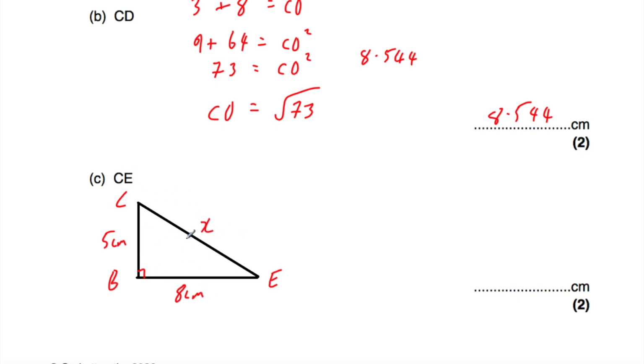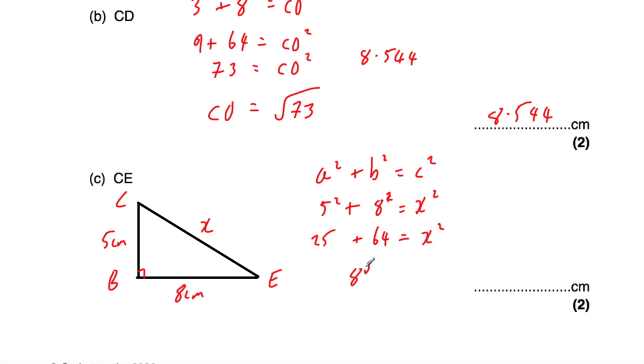So that's the hypotenuse, the longest side. So a squared plus b squared equals c squared. The two shorter sides, so 5 squared plus 8 squared equals c squared. In this case, I've just called that x, so x squared. 5 squared is 25 plus 8 squared is 64. If we add them together, 25 plus 64 is 89, and that's equal to x squared. Then if we square root that, we get that x is equal to the square root of 89.